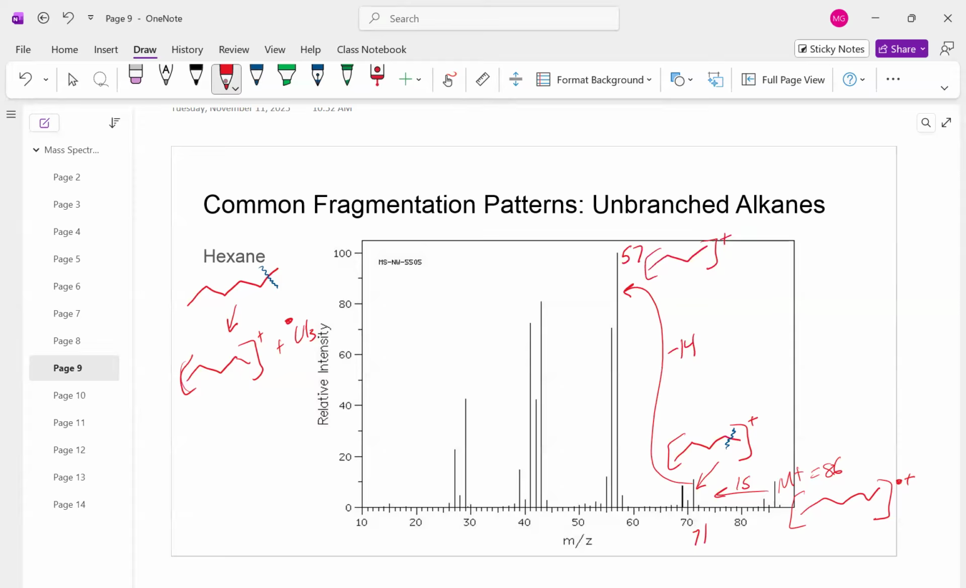And then we keep on going down here. We go to the next largest peak. That's at 43. Well, what's the difference between 43 and 57? That's a loss of a mass unit of 14. So again, all we're doing here is lopping off another carbon, and that gets to this cation.